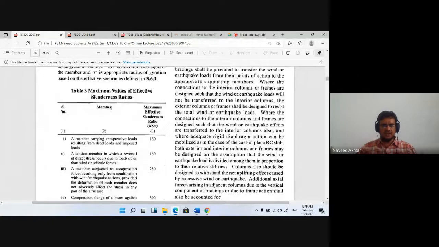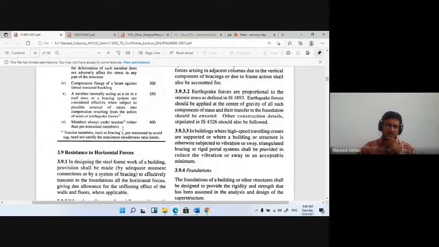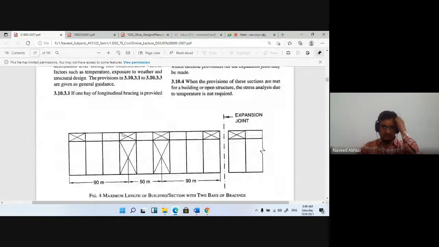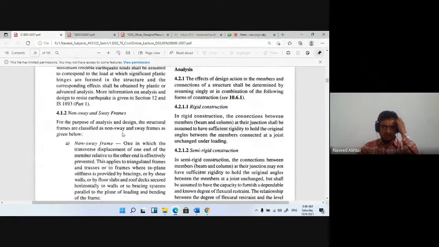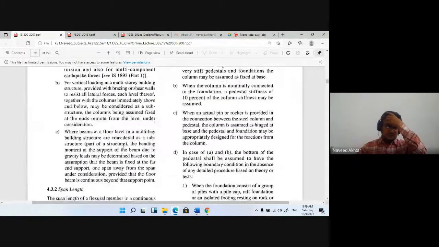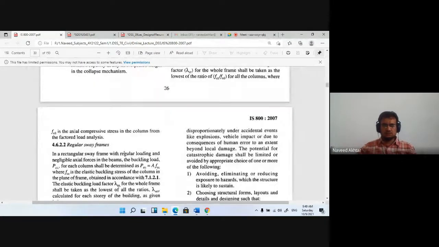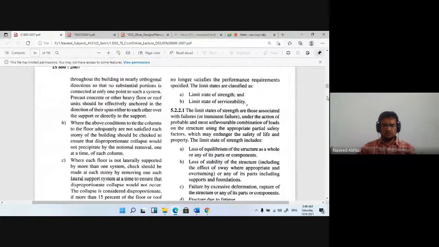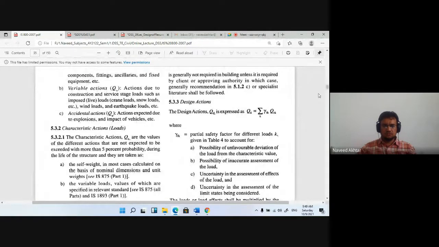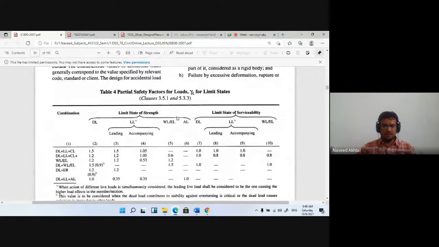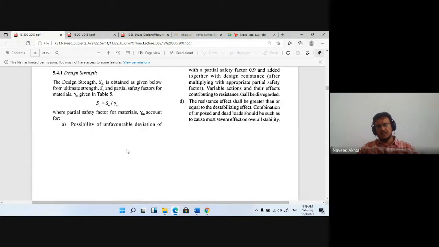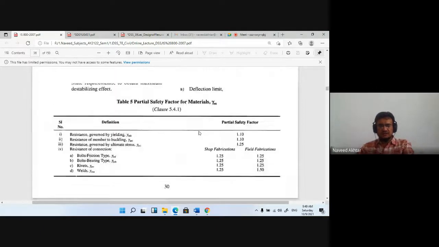this we have seen already. The maximum value of effective slenderness ratio is given on page number 20, Table number 3. So this is Table number 5 and 4, partial safety factor for load and partial safety factor for material.